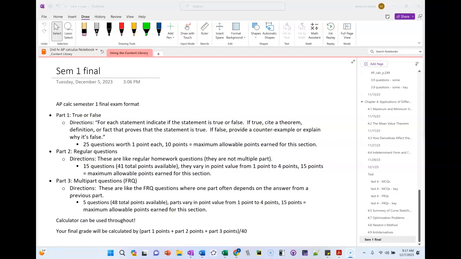I'm going to give you a statement, and you need to decide whether it's true or false, and then give a reason. So if it's true, you should try to explain how you know it's true. And if it's false, you should provide some kind of a counterexample or some kind of a reason as to why you know it's false. They're 1 point each. There's 25 of them. You can earn a maximum of 10 points from that section.